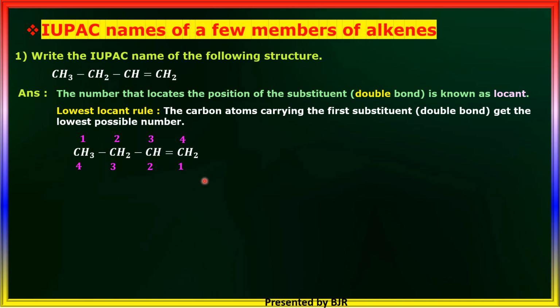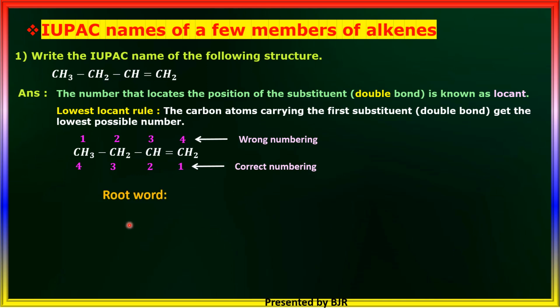So we have to select the numbering from right to left. So this is wrong numbering. This one is correct numbering. If numbering is done from left to right, the double bond is on the third carbon atom. If the numbering is done from right to left, the double bond is on the first carbon itself. So the double bond should get the lowest possible number while numbering the carbon atoms in the chain. So this one is correct.